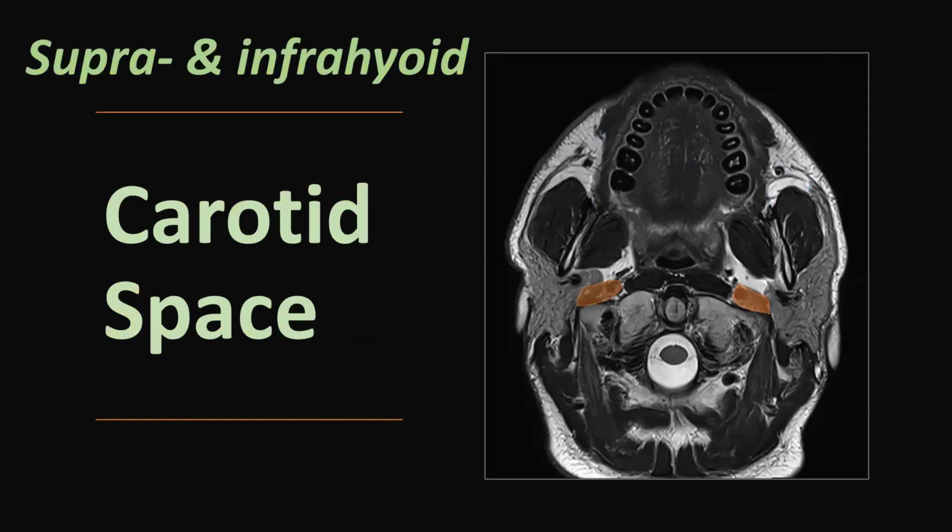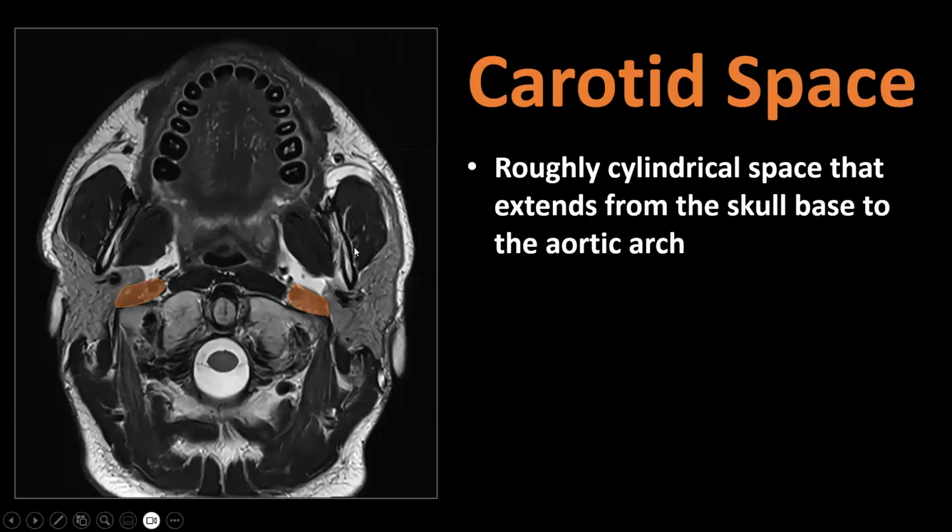And I'm going to discuss spaces that are present in both the supra- and infrahyoid part of the neck. I'm going to start with the carotid space. So the carotid space is a somewhat cylindrical shaped space that extends all the way from the skull base to the aortic arch. The carotid space can communicate with the intracranial compartment because there are openings in it for the internal carotid artery and the jugular vein, namely the carotid canal and the jugular foramen, and also through the hypoglossal canal.